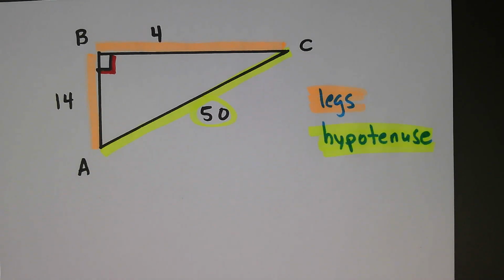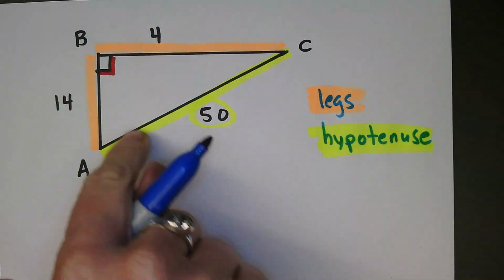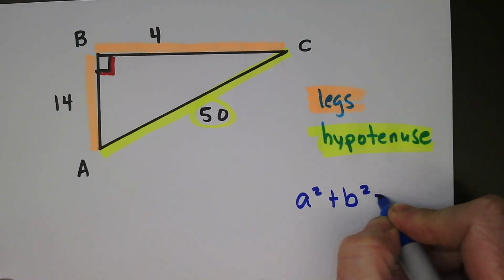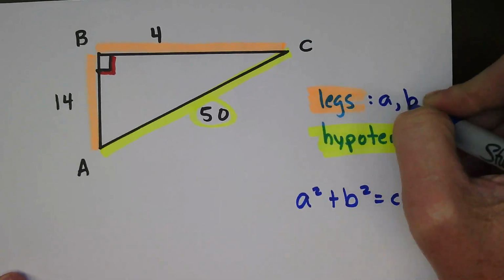We'll be using the Pythagorean theorem as we move through this chapter, this content, and the equation that relates all the sides is a squared plus b squared equals c squared. That's the Pythagorean theorem. The legs are going to be the sides A and B.